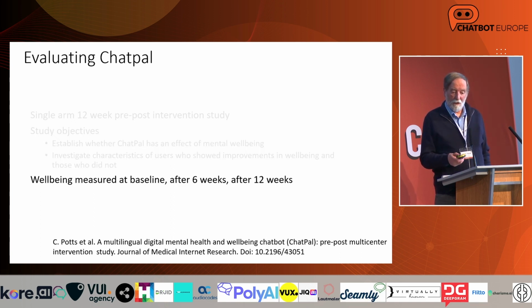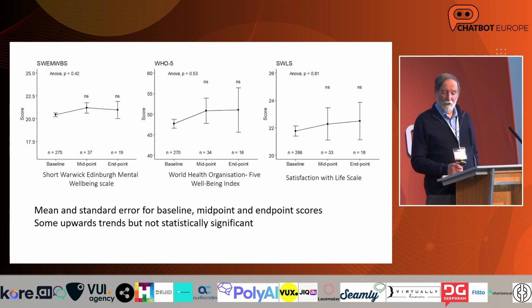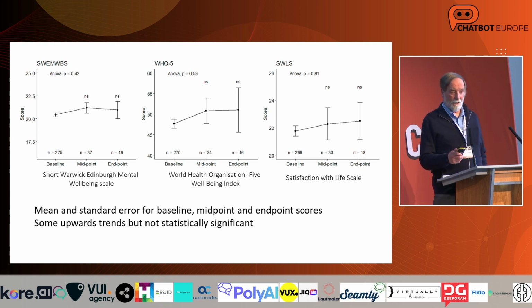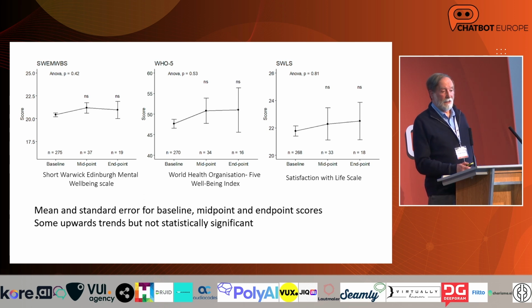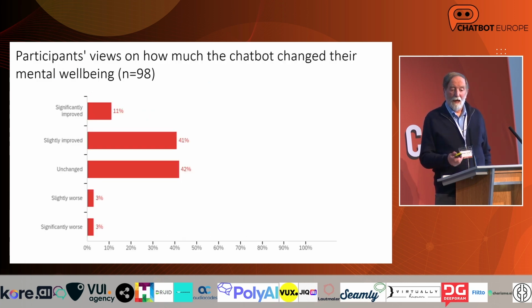And so we measured the well-being then of people at baseline, after 6 weeks, and then after 12 weeks of usage of the system. These were the tests that we used. I don't know an awful lot about that, but you can see that there was a slight increase in each of the scales over time. It wasn't statistically significant, but it showed some sort of improvement over time. But there was a lot of variation between the different users, which I'll come to in a minute.